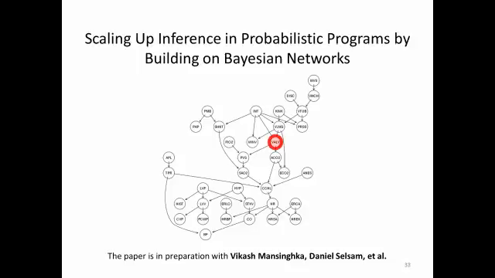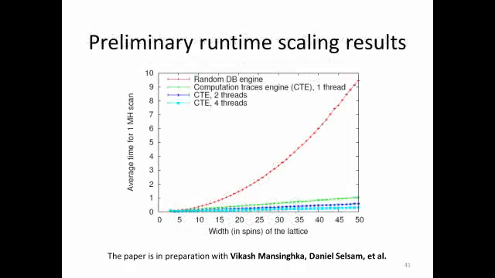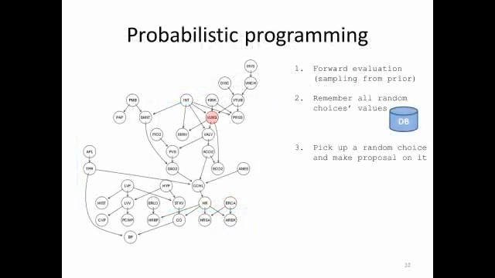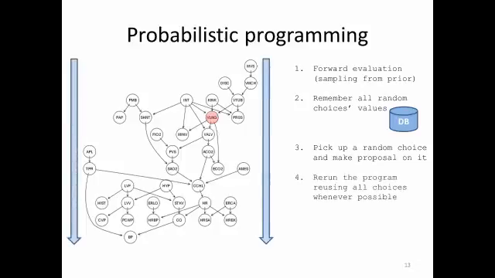So roughly speaking, when you increased your data linearly, the number of inference steps necessary to converge to the posterior grew quadratically. Because if you remember the first thing I showed you about probabilistic programming, each time you make a small perturbation, you reevaluate the whole program, and you rerun the whole program using all random choices whenever possible.